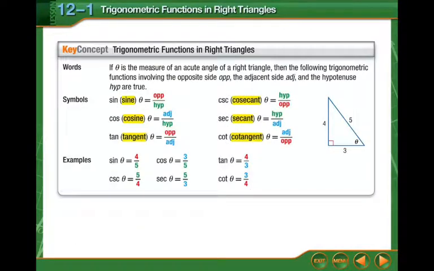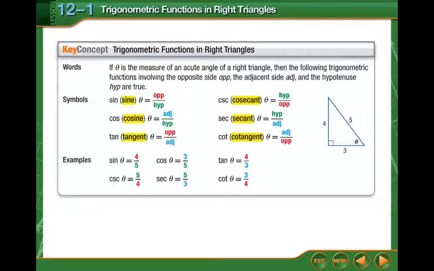So the first thing we're going to look at are the trigonometric functions in right triangles. So sine, cosine, tangent, those are your three common trig functions. The other three are just the reciprocal functions. That means that it just flips the fractions. So sine is opposite over hypotenuse. Cosecant is hypotenuse over opposite.